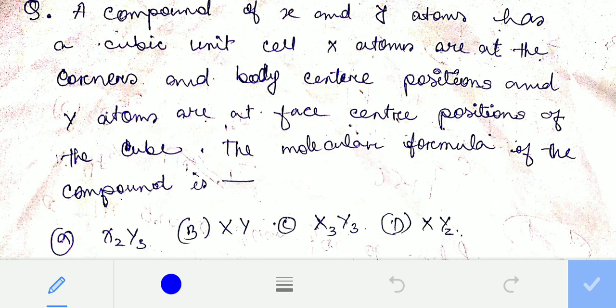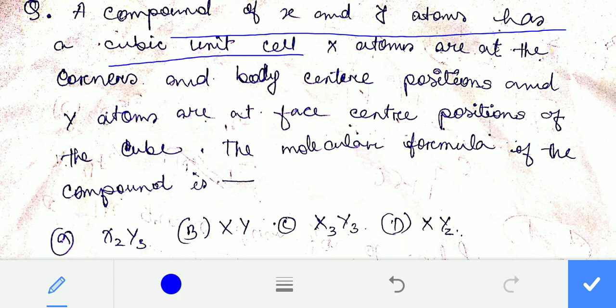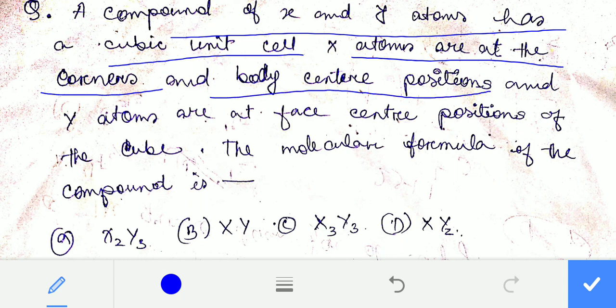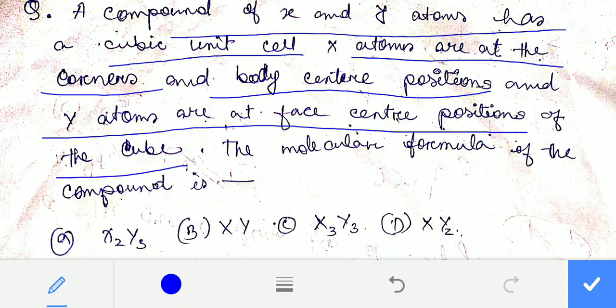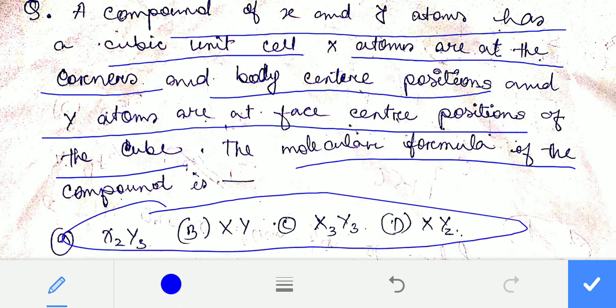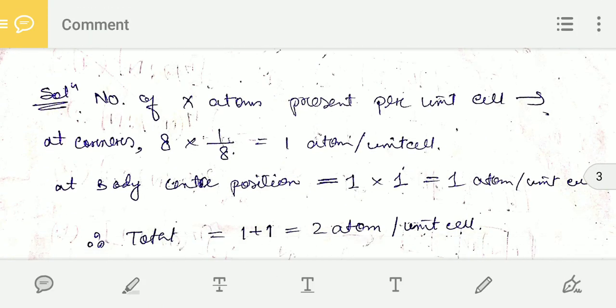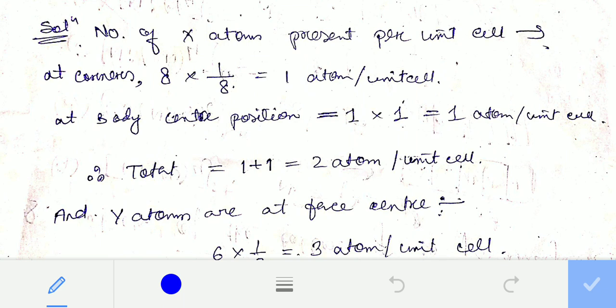So here you can see a compound with X and Y atoms in a cubic unit cell, right? X atoms are at the corners and the body centered position. So X atoms lie in the corners and also in the body centered position, and Y atoms are at the face center positions of the cube. The question asks for the molecular formula of the compound, right? These are the options. Since this is numerical based, I have also written the solution for this, right?